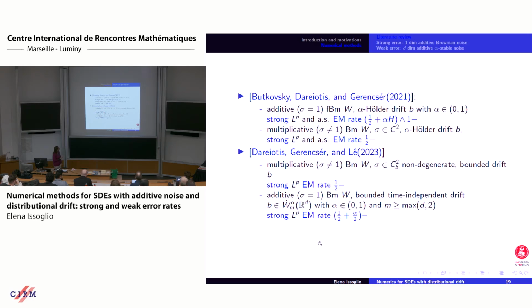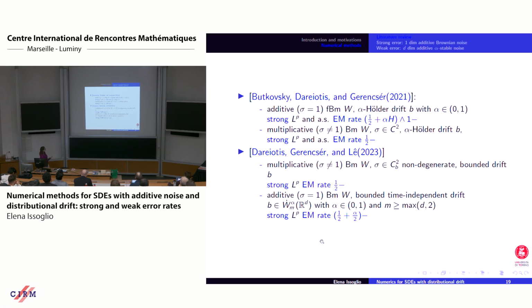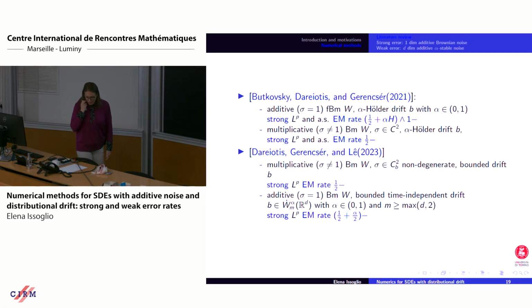Same in this other paper. This rate, 1/2 plus alpha half, will appear later on again. So if the regularity of the drift, which is a function, is measured by alpha, so it's alpha-Hölder continuous or in a fractional Sobolev space of order alpha, then you get a rate which is 1/2 plus alpha half. Which also means that at the limit when alpha is 0, so basically you have bounded measurable, then the rate is 1/2.